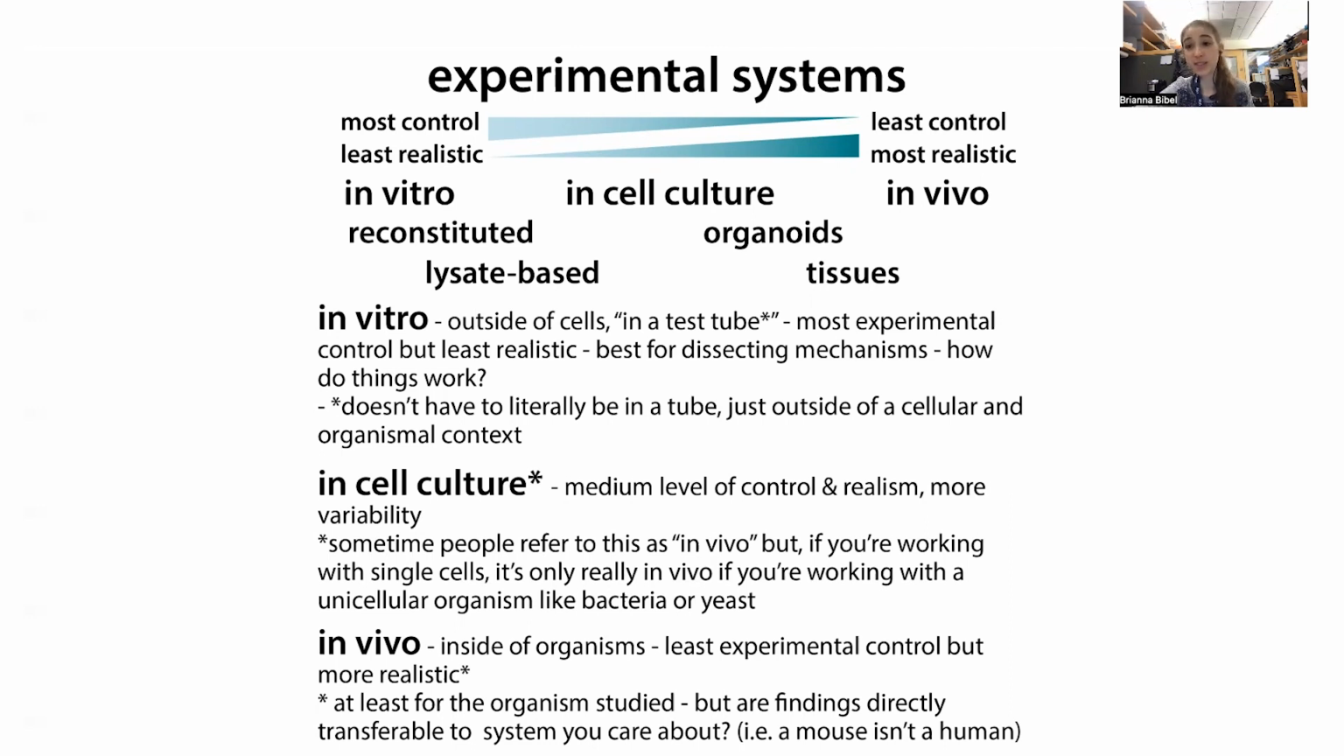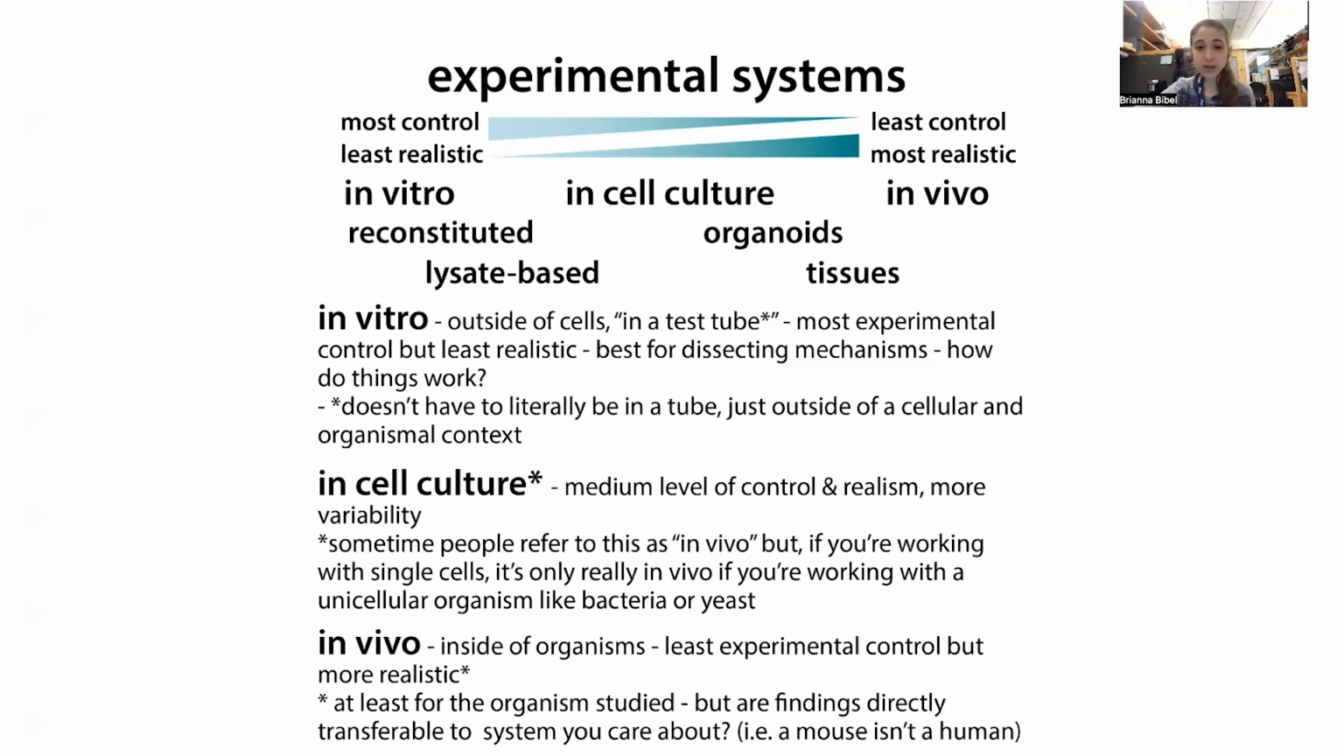And so one of the benefits about the in vitro was that because it was outside of the cells, we could control things better. So we had the most control. When we're talking about in vivo, here we have the least experimental control, but it's more realistic. Well, at least for the organism that you studied. So if you're studying things in a mouse, that's not necessarily directly applicable to humans. And so you have to keep that in mind.